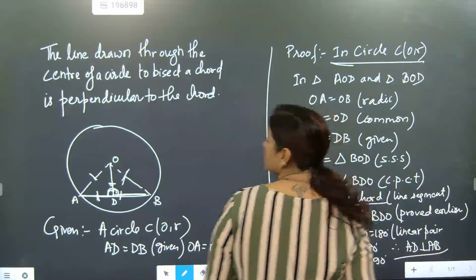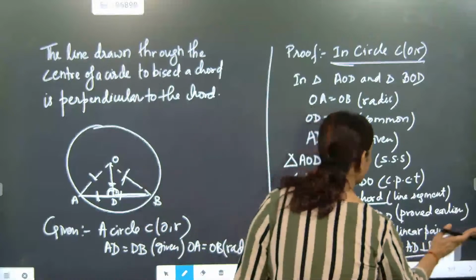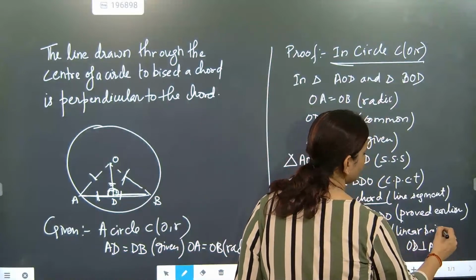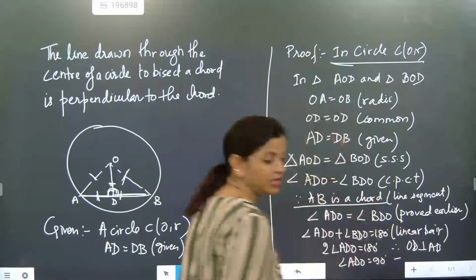Therefore, OD is perpendicular to AB. This is what they wanted us to prove. And we have done it very clearly.